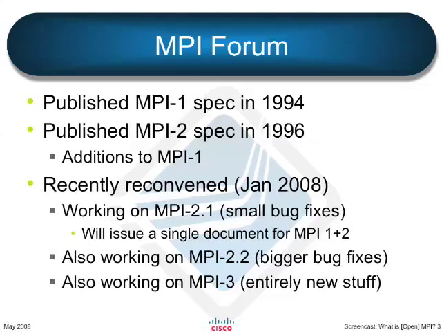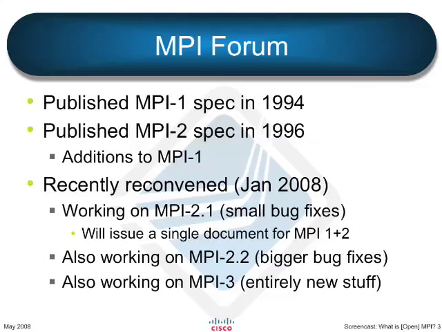Now, the MPI Forum has recently reconvened at the beginning of this year, 2008, to start working on MPI 2.1, which is a number of little bugs that have been sitting around for a long time that really need to be taken care of. At the end of the MPI 2.1 process, we'll also issue a combined single document that encompasses all of MPI 1 and MPI 2. It'll make it a bit easier to parse and see the entire standard in its completeness.